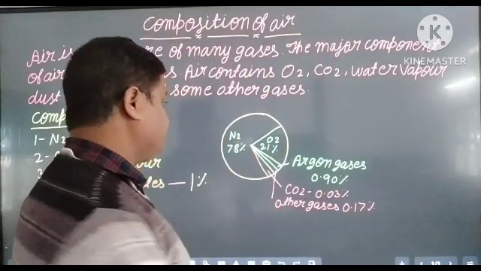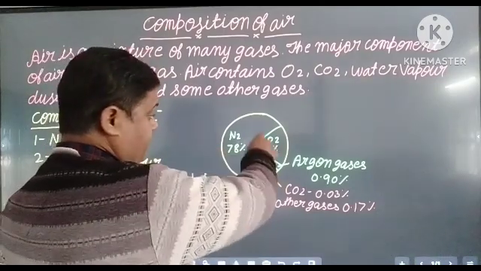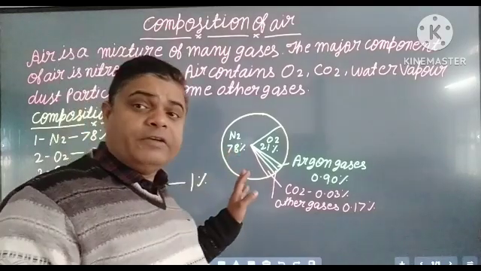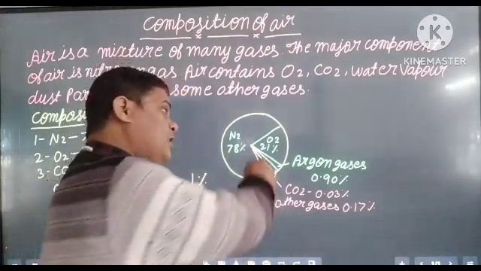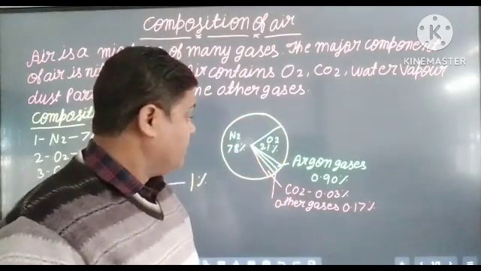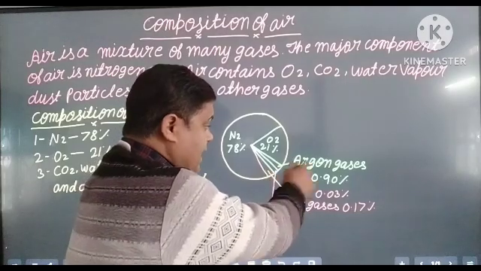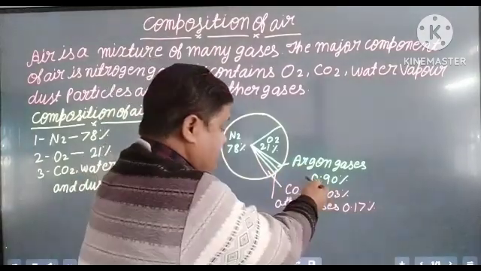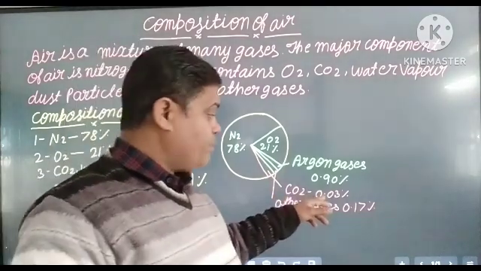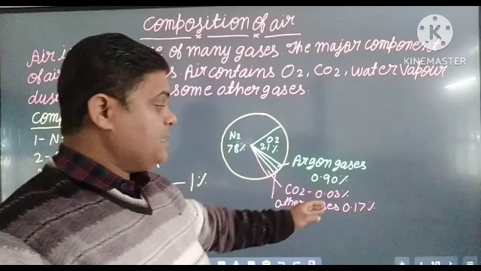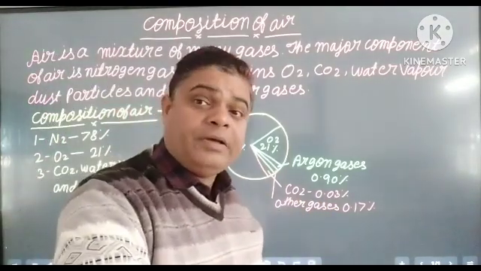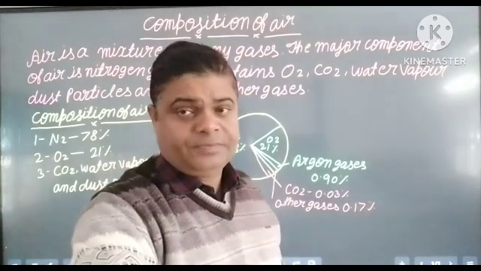See student, in this chart you see the big column, nitrogen gas, their percentage 78. Next one, oxygen, their percentage 21%. After that, see argon gas, their percentage 0.90%. Carbon dioxide 0.03%, and other gases 0.17. Other gases contain water vapor, dust particles, and some other gases.